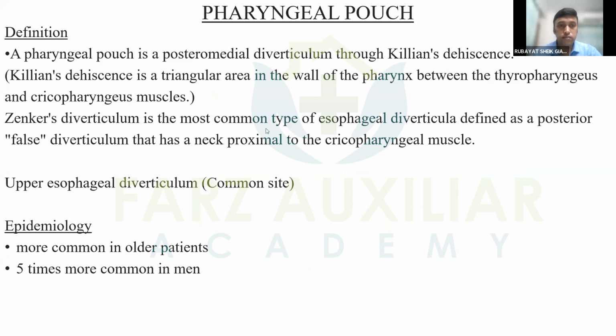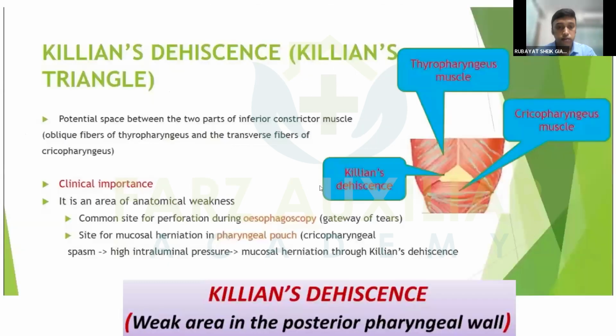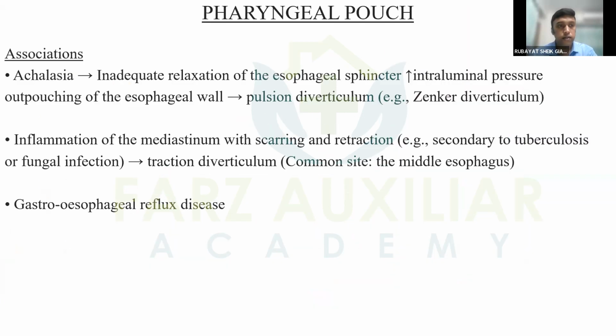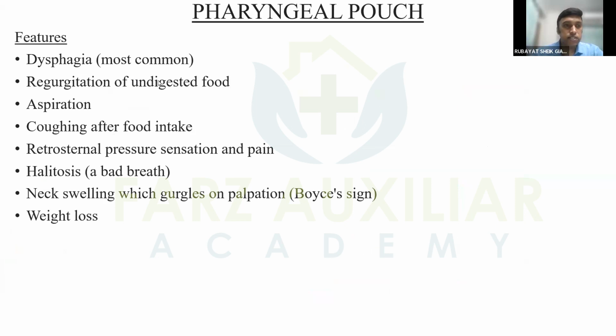So the pharyngeal pouch, it's a diverticulum through the Killian's dehiscence. The Killian's dehiscence is a triangular area between the two muscles that I showed you. The upper esophageal diverticulum is the common site. That's called the Zenker's diverticulum. So this is the pharyngeal pouch. The common symptoms that this patient has is dysphagia, regurgitation of food, sometimes even aspiration, coughing of food after food intake. And sometimes the patient has halitosis because of accumulation of food in that place. And there's a sign called Boyce sign.